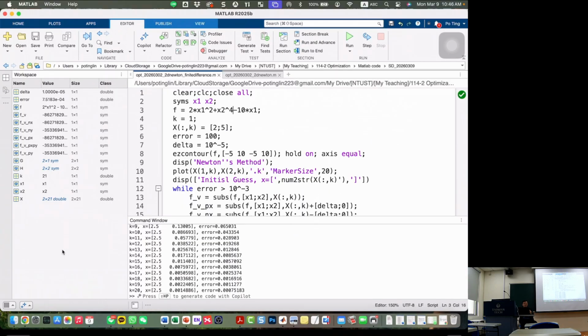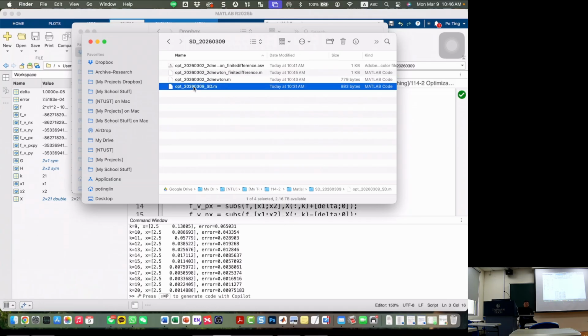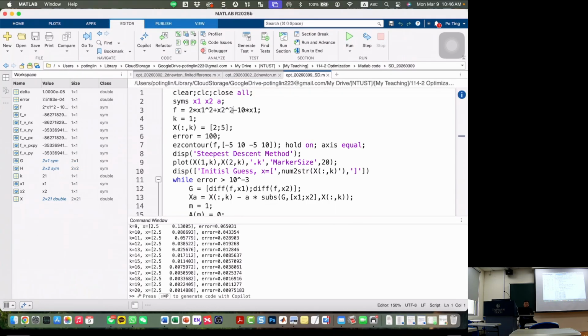Let's see how steepest descent can handle this with the power of order 4. So let's open up steepest descent and power of 4, right? Here is steepest descent with symbolic.